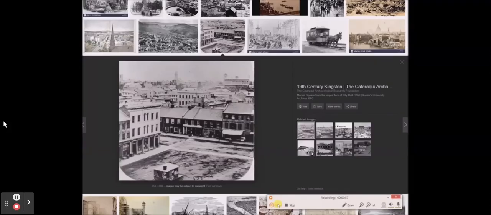I'm not sure of the exact date on these images. I can only rely on what Google Images is telling me. This is Market Square from the upper floor of City Hall in 1859. This is actually in Kingston, Ontario. And these photos are interesting because there's not a lot of people in these old photographs. There are windows intact. The streets aren't paved.